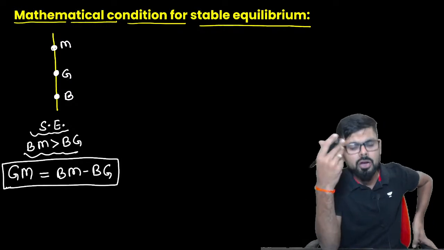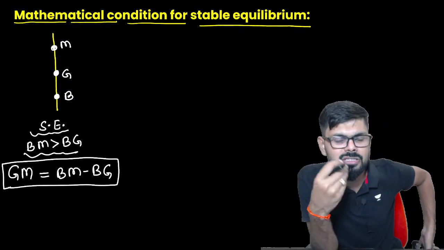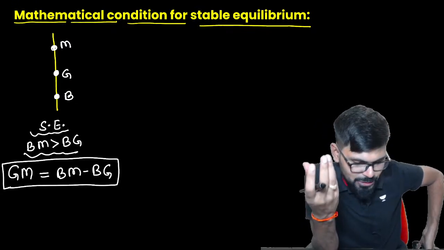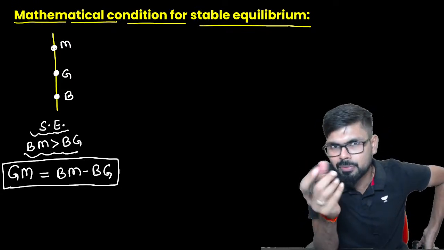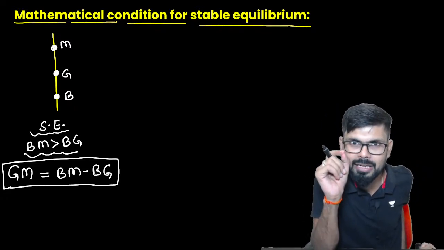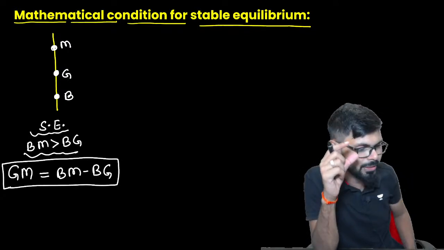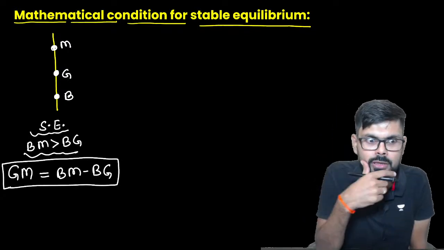Sir, why are we not directly calculating GM? Because it's very easy to calculate BG. BG is very simple. Just locate the center of gravity of the body, then locate the center of gravity of the displaced fluid, right? So BG value you can calculate easily.